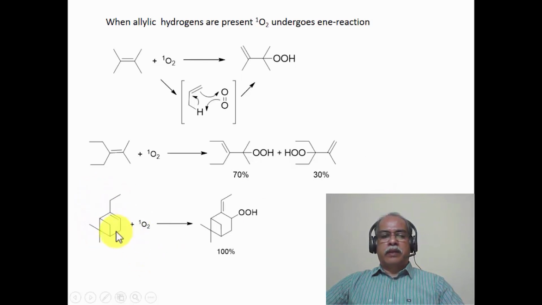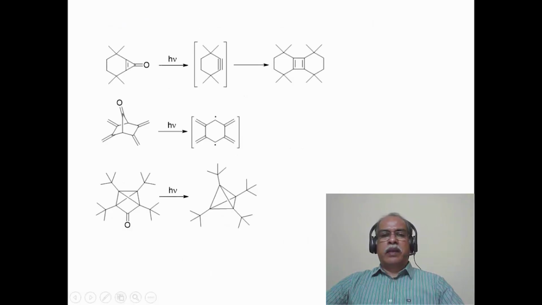This is a terpene derivative. It undergoes a singlet oxygen ene reaction by reacting with this allylic hydrogen over this position, resulting in the formation of the allylic hydroperoxide, which is obtained in nearly quantitative yield in this particular instance.